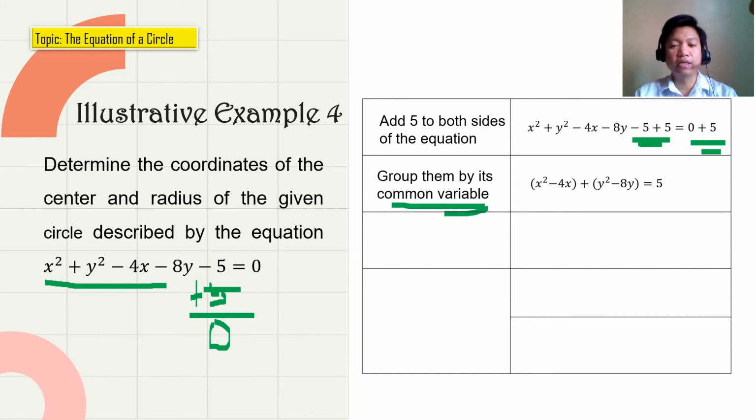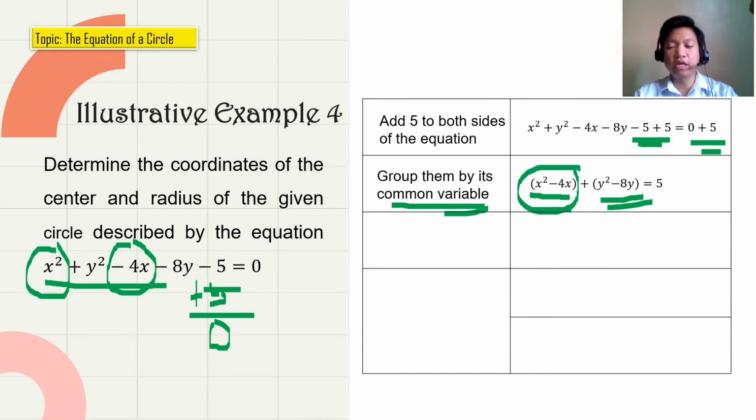And then, you're going to group them by its common variable. Itong ating x squared, i-prepare natin siya kay 4x. So, x squared minus 4x, pagkasamahin natin, plus yung ating y squared minus 8y. Para meron tayong dalawang grupo, having the same variable. Itong first group natin, sila yung may mga variable x, at itong second group natin, ito yung may mga variable na y. At matitira sa kanan ay yung ating constant na 5.